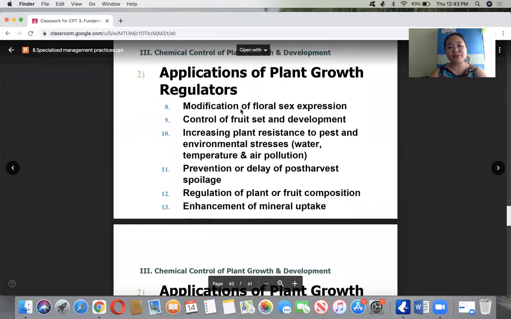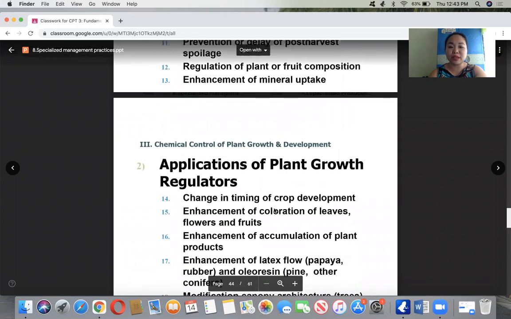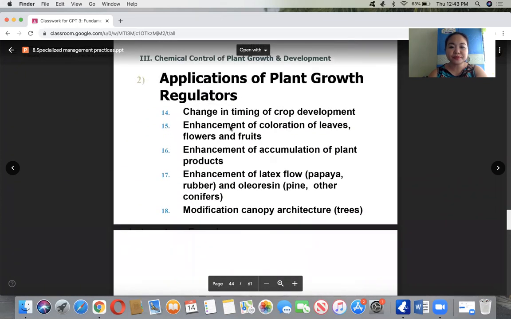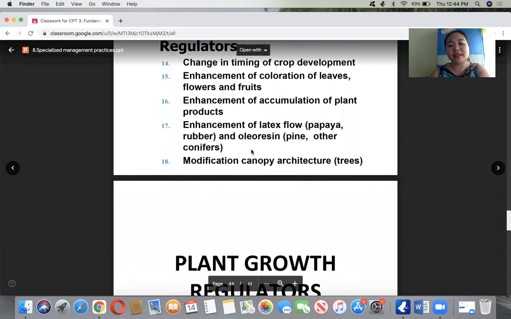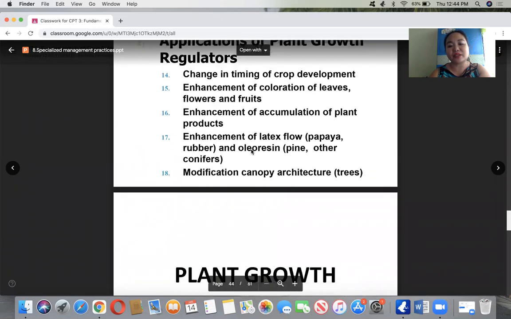And a lot more: modification of floral sex expression, like for ethylene and GA, control of fruit set and development, increasing plant resistance to pests and environmental stresses such as water, temperature, and air pollution. Prevention or delay of post-harvest spoilage for ethylene, regulation of plant or fruit composition, and enhancement of mineral uptake, especially for cytokinin. A lot more are change in timing of crop development, enhancement of coloration of leaves, flowers and fruits, also for cytokinin, enhancement of accumulation of plant products, enhancement of latex flow in papaya, rubber, and oleoresin in pine and other conifers, and the modification of canopy architecture of trees.